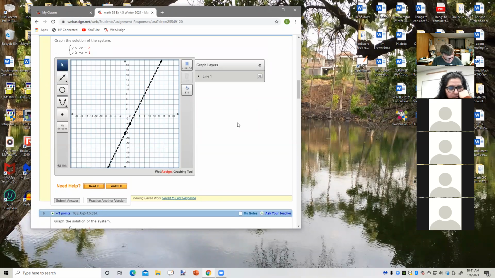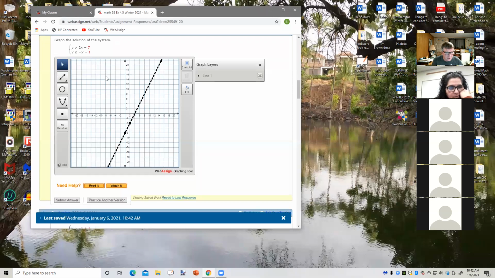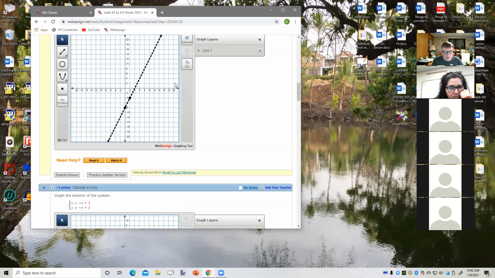Now, also, it's above because it was greater. And again, these are not the correct numbers over here, so don't be using that. So I'd go fill, and it would fill over there. So that's what the first part of the graph would look like.